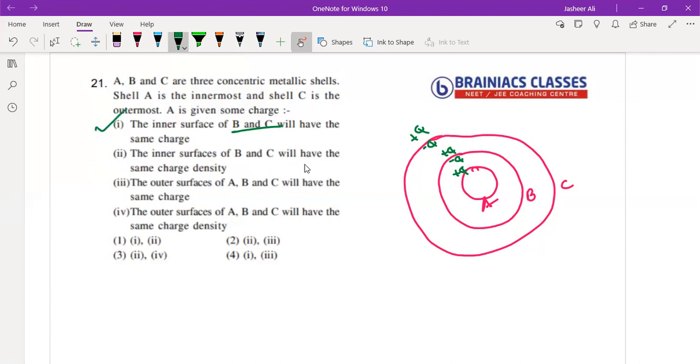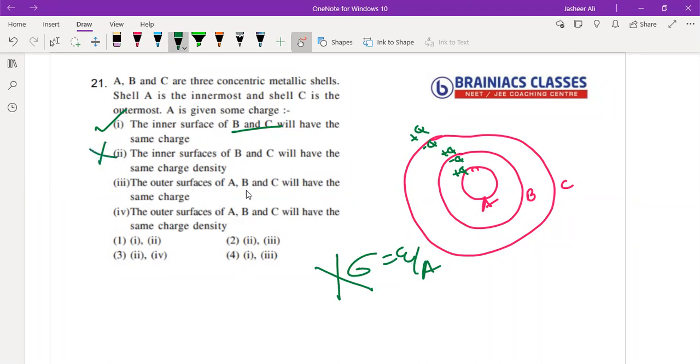Yes, this is a correct statement. Second one: inner surface of B and C will have the same charge density. No. Charge density means what? Surface charge density, volume charge density, whichever, charge density means charge per area. Whether we take B or C, the circles do not have the same area. Area is different, volume is different, so this will not be the same because they have different areas even though they have the same charge. So this is a wrong statement.